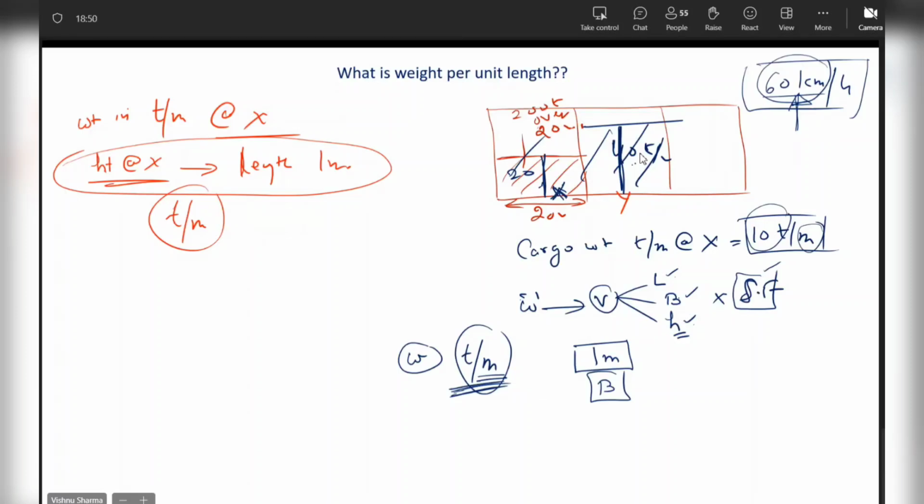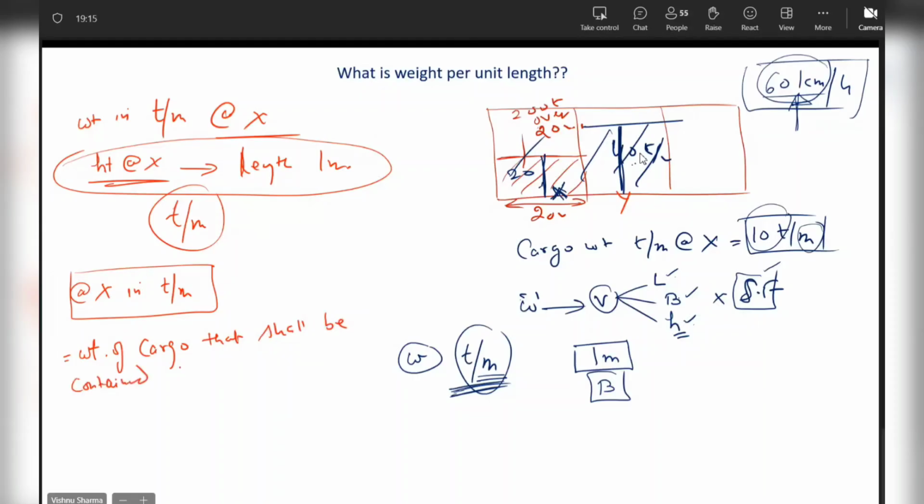Have you understood what I said, beta? I said the weight of the cargo at X in tons per meter, or per unit length, is equal to the weight of cargo that shall be contained in a volume with length 1 meter, breadth of the ship, and height equal to the height at X.